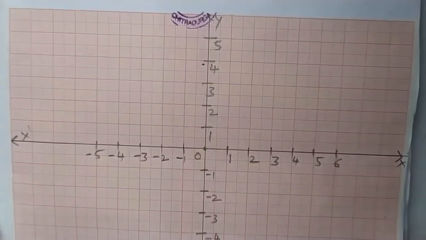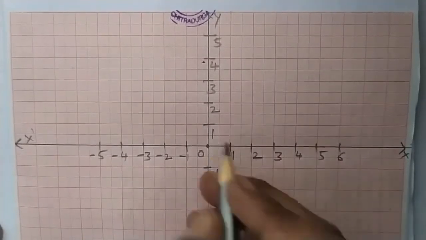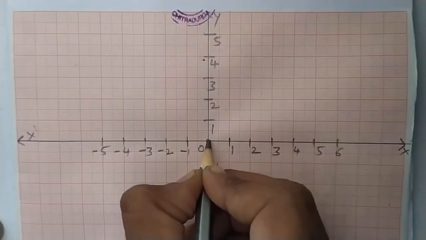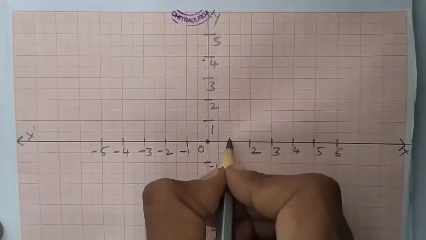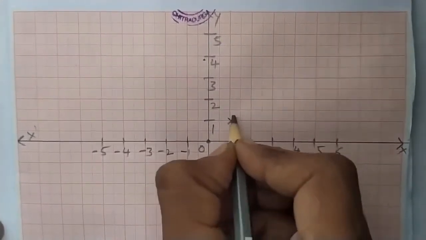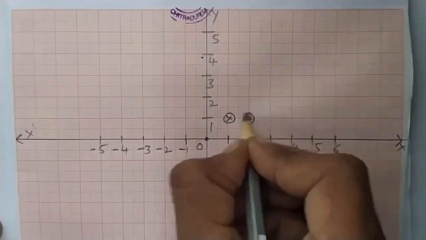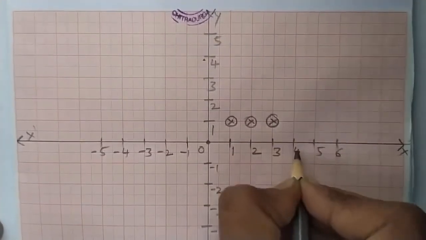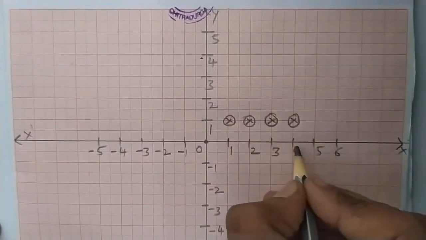I am going to draw a graph for this function by using the table. If x equals 0, f of x is also 0, right? If x equals plus 1, then f of x equals plus 1 only. If x equals plus 2, f of x equals plus 2 only. If x equals plus 3, f of x equals plus 3. If x equals plus 4, f of x equals plus 4.